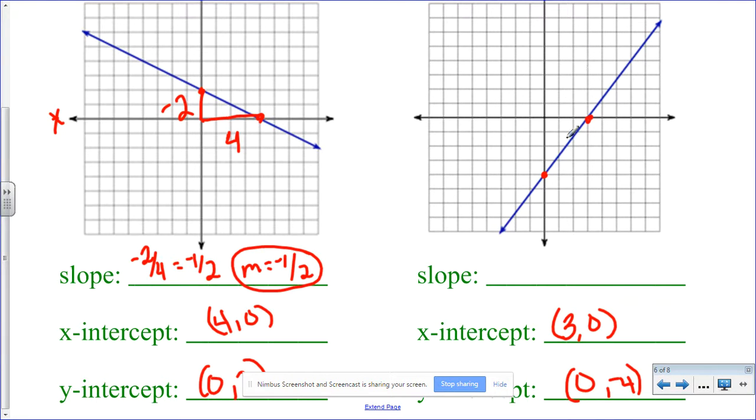We are going to count our rise over run here. So I'm going to draw my triangle in. It's not very straight. And we're going to count up 1, 2, 3, 4. And over 1, 2, 3. So my rise over run is up 4 over 3. Since I can't reduce that, I'm going to leave that as my final slope.